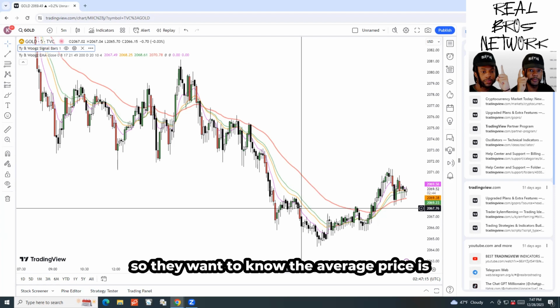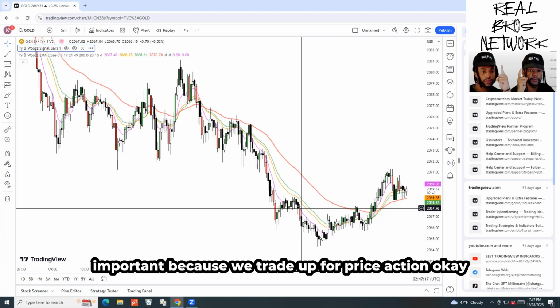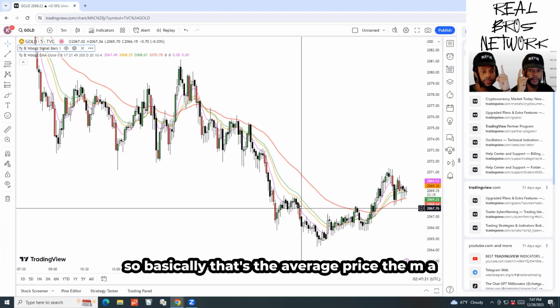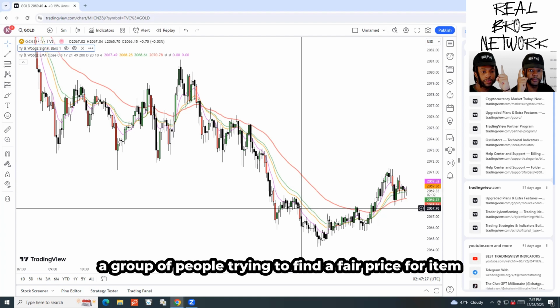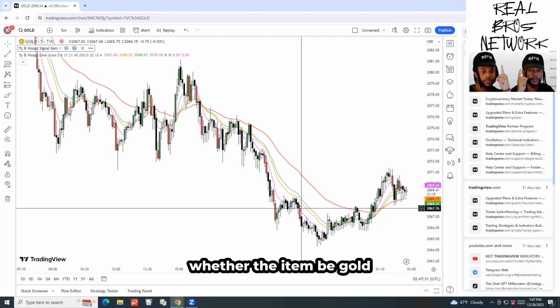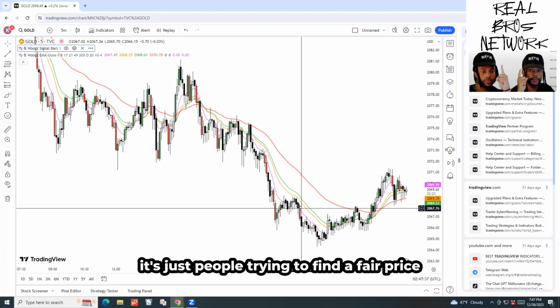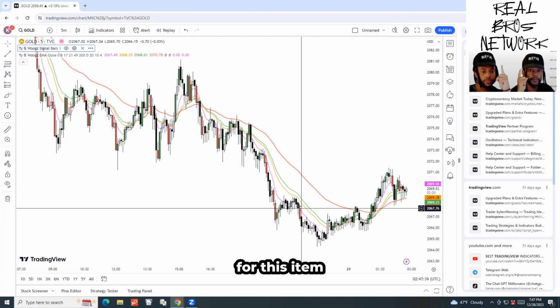You want to know the average price because we trade off price action. So basically that's what the EMA stands for. Because trading is basically a group of people trying to find a fair price for an item, whether the item be gold, Bitcoin, or even something on eBay or an auction. It's just people trying to find a fair price for this item.